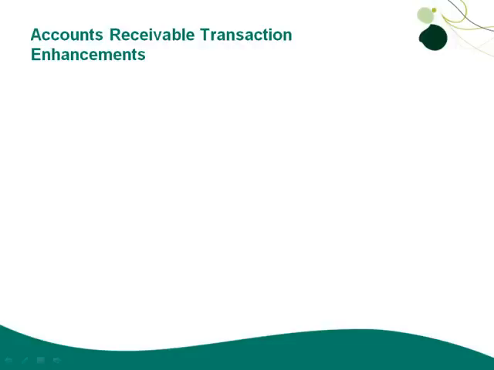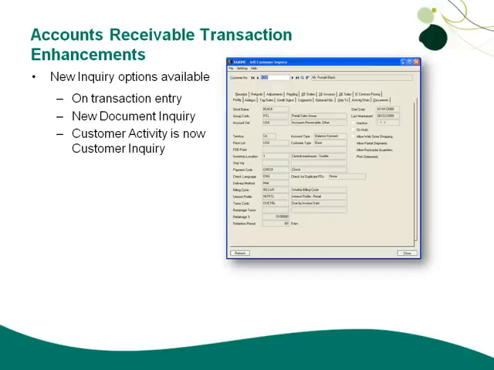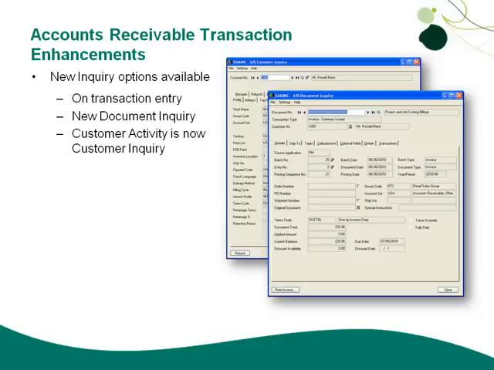One of the key changes with accounts receivable transactions is that we've now embedded what used to be called the AR inquiry product into accounts receivable. So there's new inquiry options available on transaction entry. You'll see new icons for inquiring on transactions. There's a new document inquiry window accessible from AR transactions. And what used to be called the customer activity window is now called the customer inquiry window. And all of these incorporate the features and functions of the AR inquiry product.